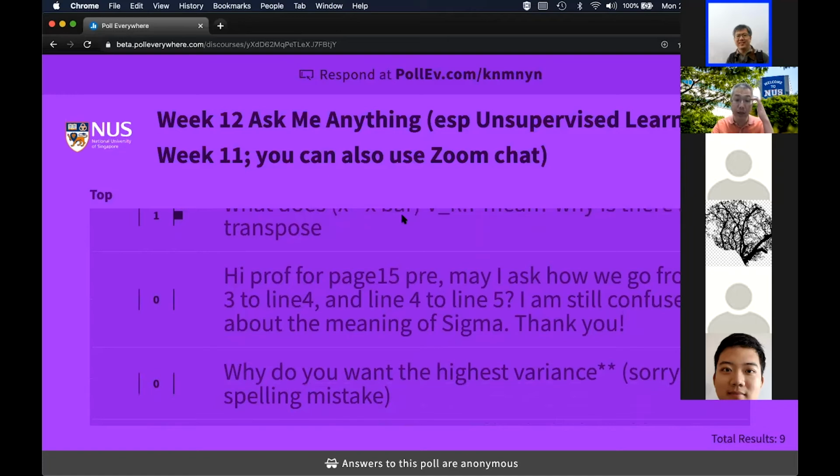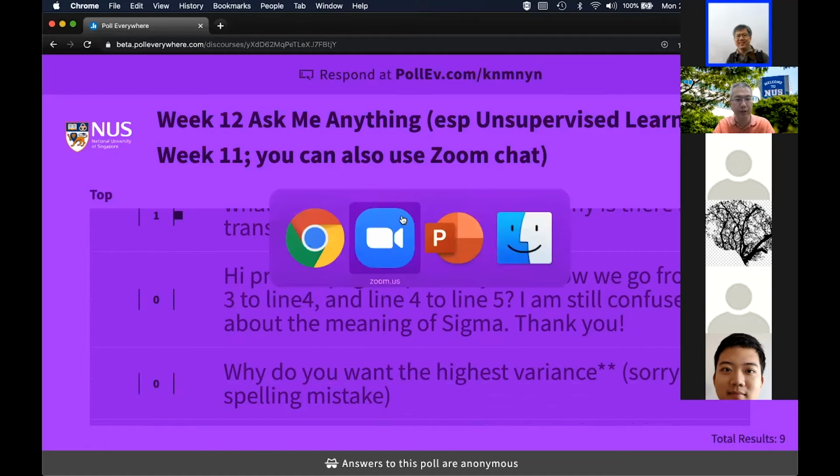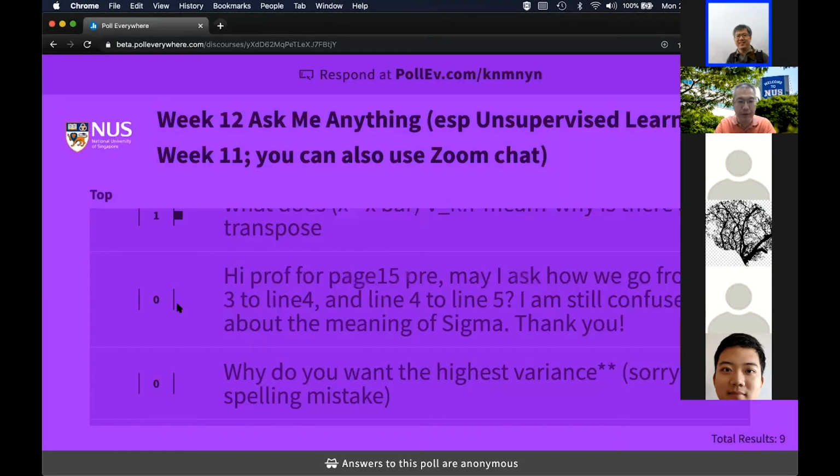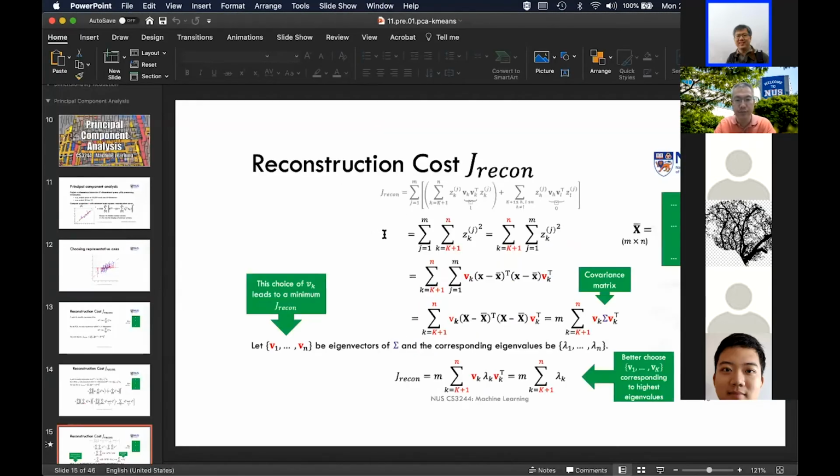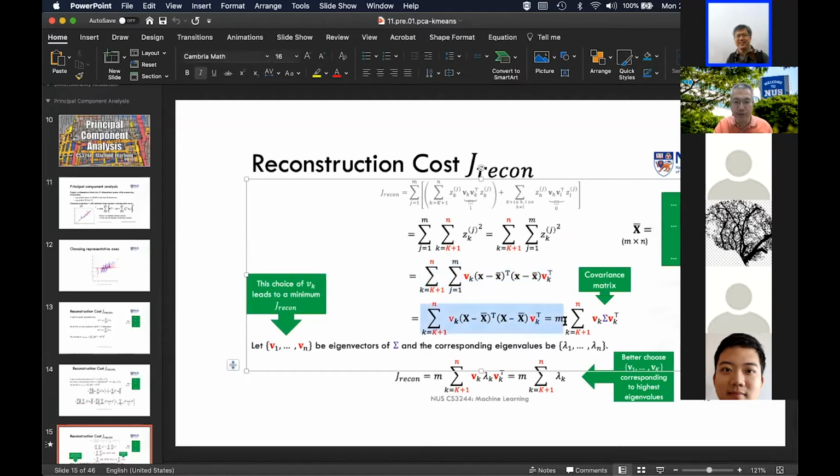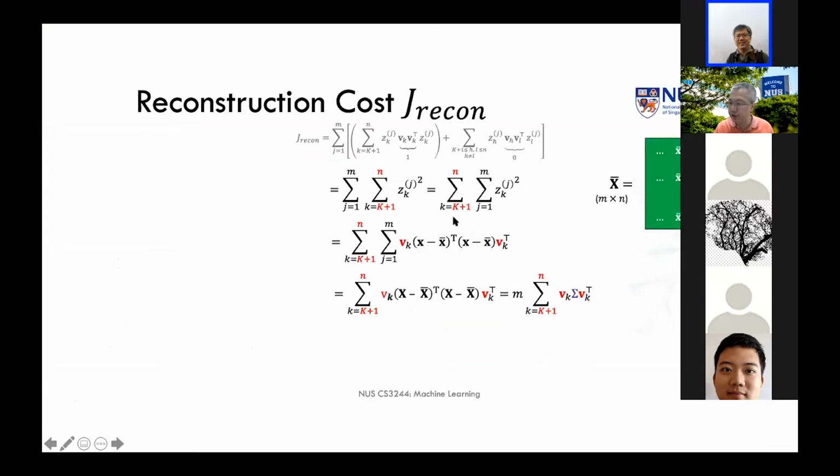So how do we go from line 3 to line 4 and line 4 to line 5? Let's take a look. That was page 15. Line 3 here to line 4. What are we doing? We already transposed these two guys, right? And what we are doing is just rewriting this into what we are trying to look at.